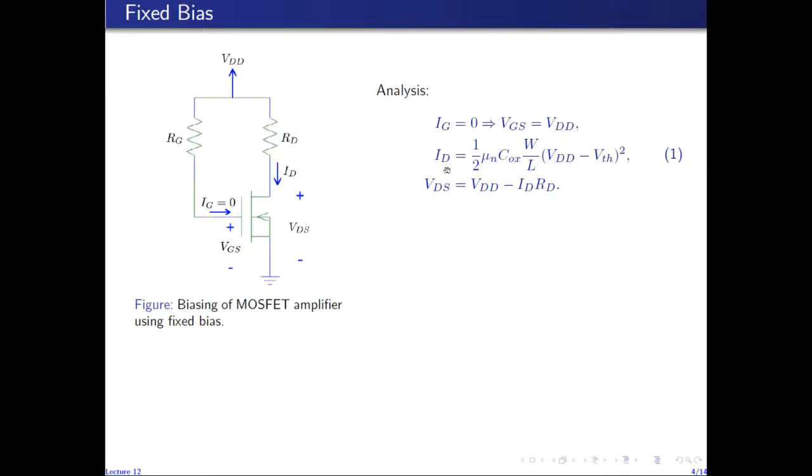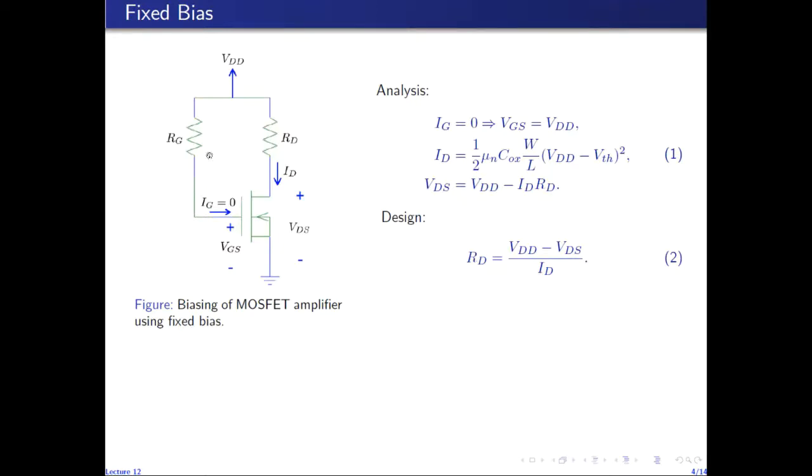The drain current is given by its saturation mode equation, which has quadratic dependence on VGS. So the drain current is then given by this expression, in which I have replaced VGS with VDD. And then by simply writing a KVL on the output loop, we can find VDS as VDD minus ID RD. So given RG and RD, we can find the bias point like this. We can turn this equation around and solve for RD. So given the bias point ID and VDS, we can find the value of RD using this equation.